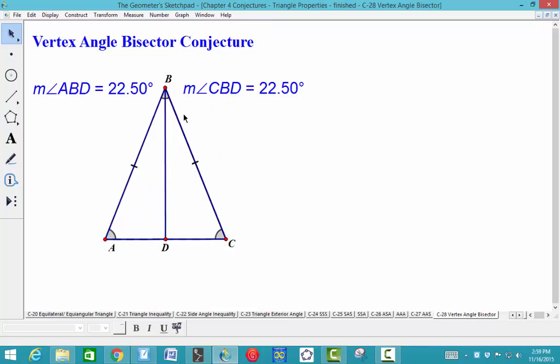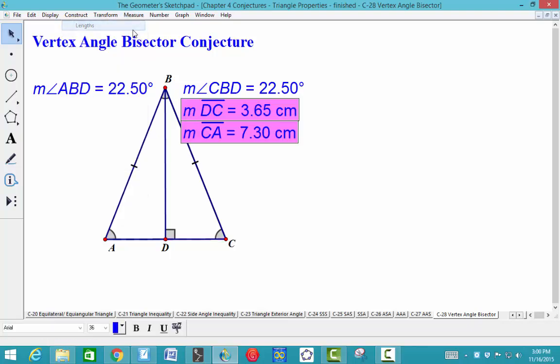The last conjecture, the conjecture that we learned about today, was the vertex angle bisector conjecture. So if you bisect the vertex angle of an isosceles triangle, what happens? What happens is that it intersects the opposite side at 90 degrees. If you grab the marker tool and pull into the angle, you click and pull in, it'll snap to 90 degrees. The other thing that you're going to want to do is measure lengths DC and DA.